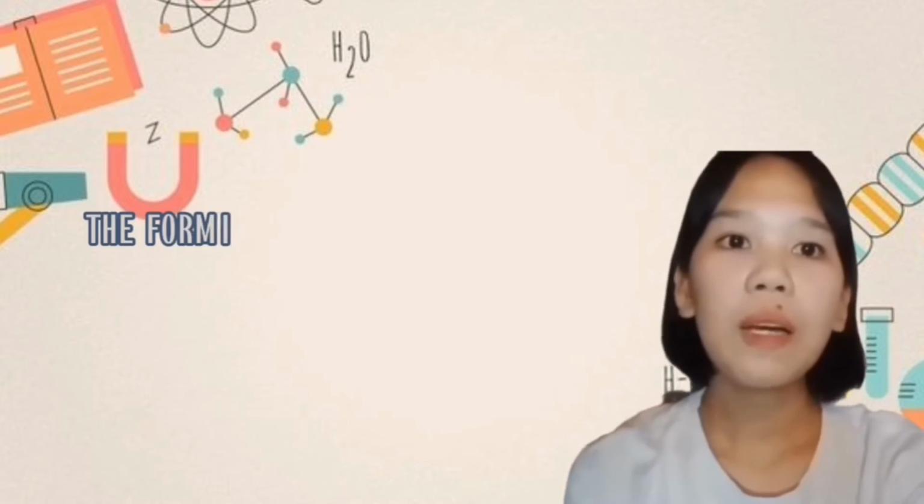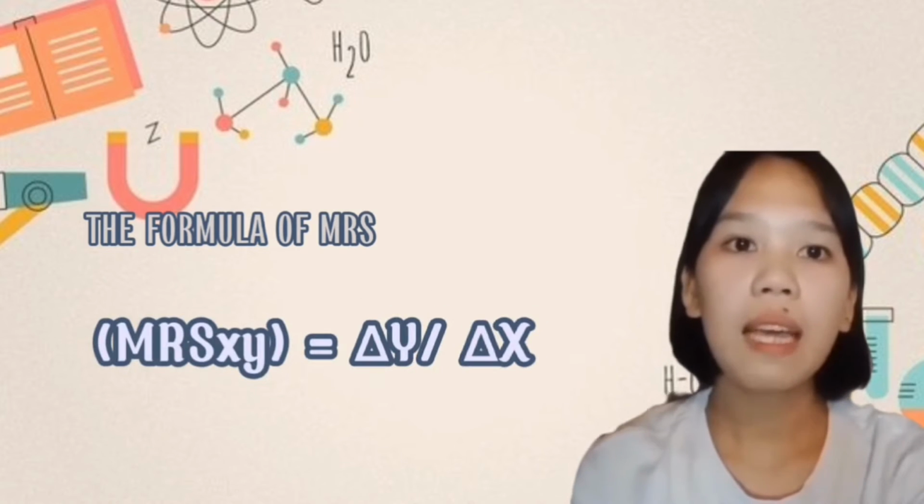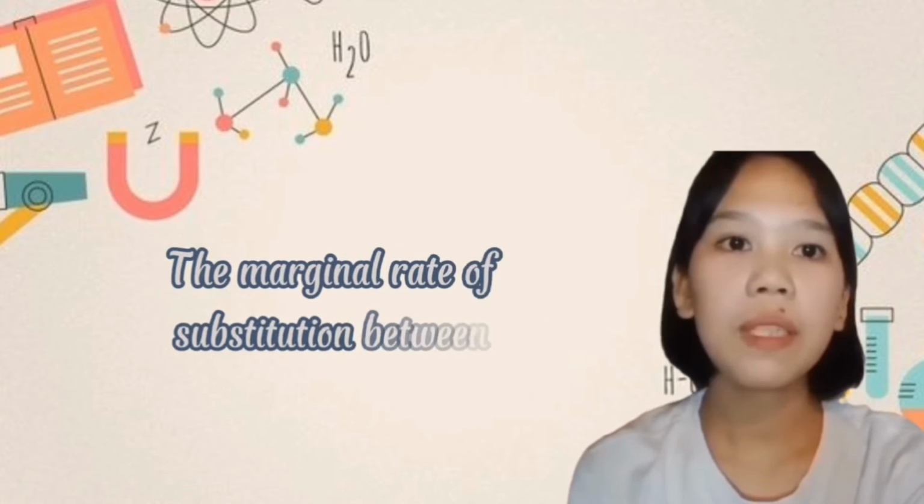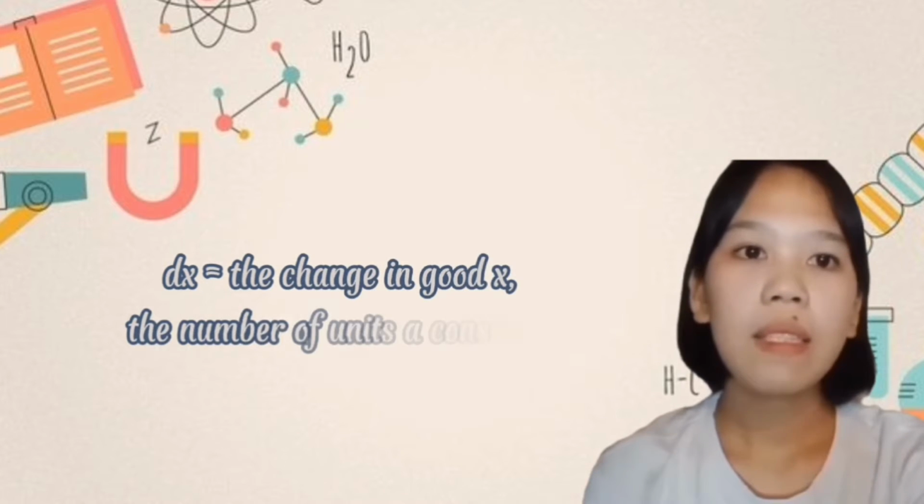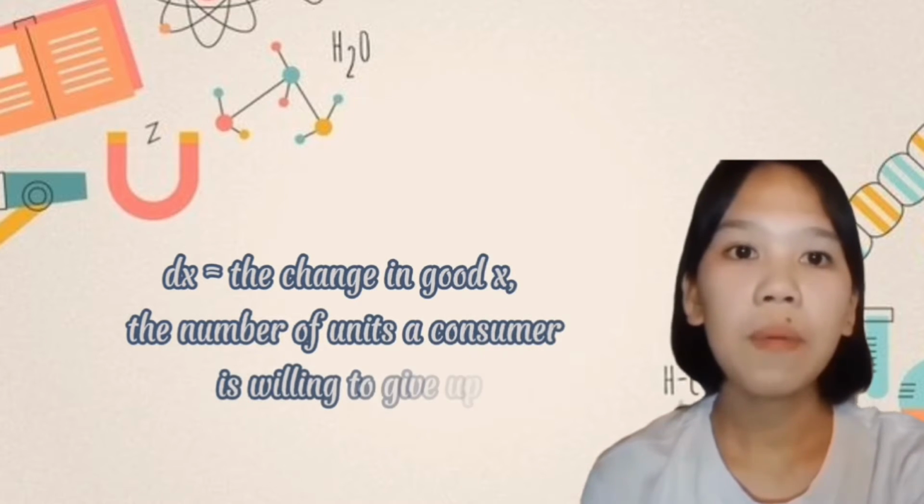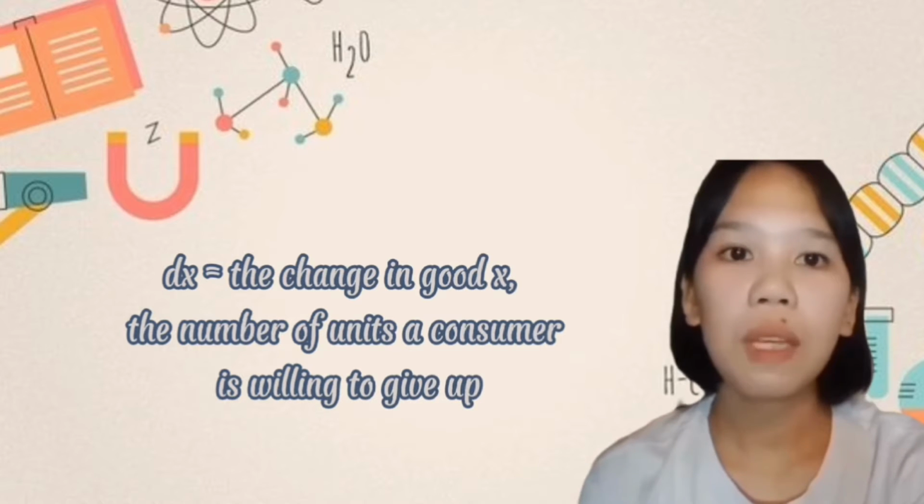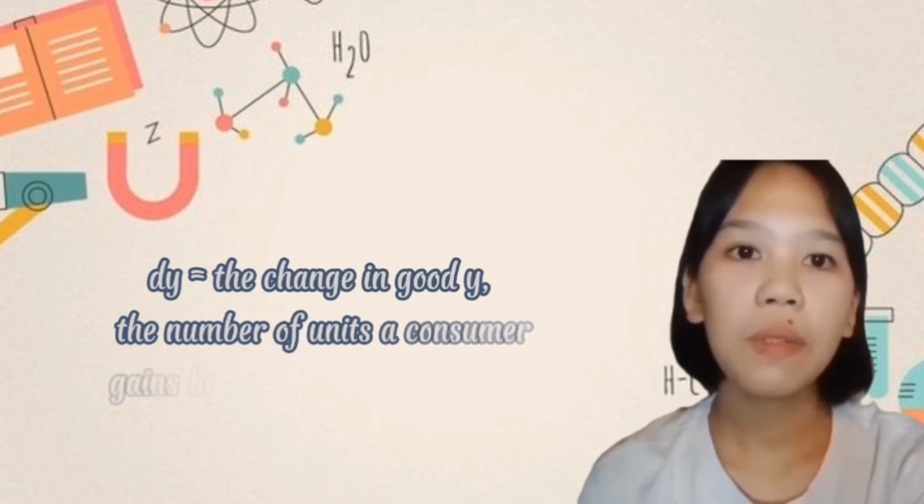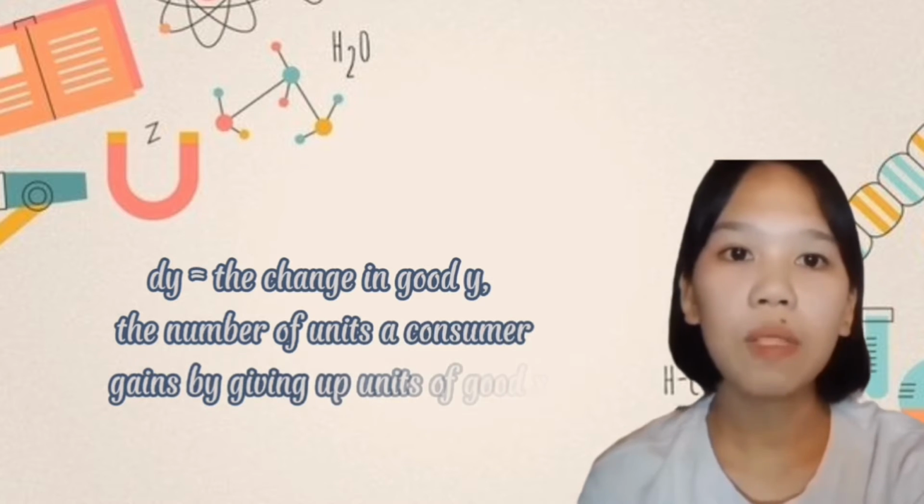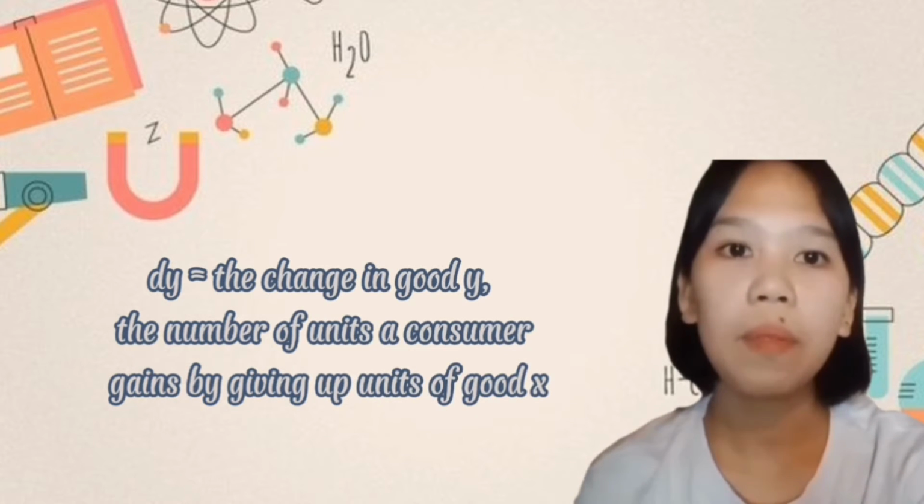The formula of MRS XY, the marginal rate of substitution between both goods. Derivative X, the change in good X, the number of units a consumer is willing to give up. Derivative Y, the change in good Y, the number of units a consumer gains by giving up units of good X.